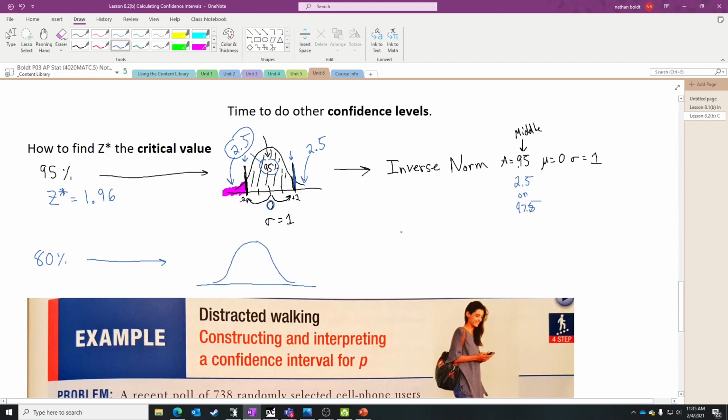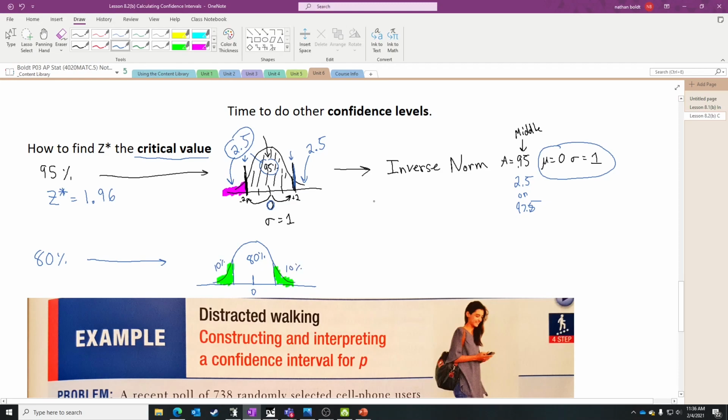If you want a Z star, the mean is 0 and the standard deviation is 1. That way you're counting by ones on your standard deviation scale. So now visualize this. I want 80% in the middle, right? If you're calculating a critical value, then yes, the mean is 0 and the standard deviation is 1. If I want 80% in the middle, that means on the left and on the right, there's 10% left over, right? Because it has to make 100.